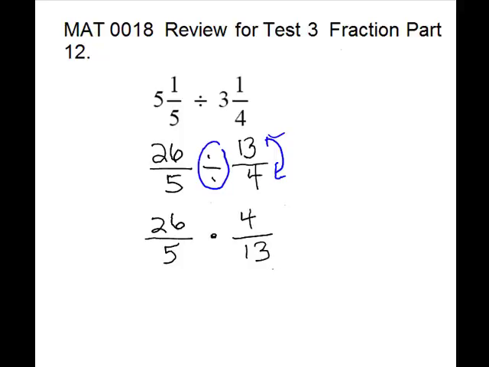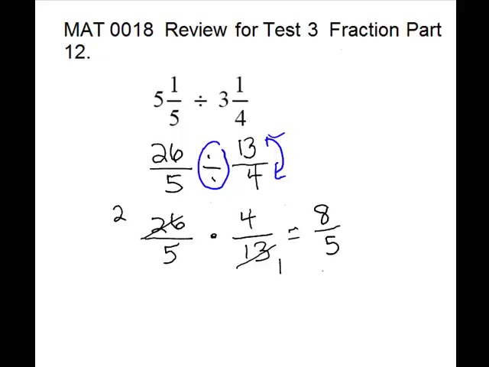Once you're in multiplication, you try to cancel on your diagonals. There's nothing with the 5 and 4. On the other diagonal, we actually have a common factor of 13. So we can divide by 13. 13 will go into 13 once, and into 26 it will go 2 times. Then we can multiply across. 2 times 4 is 8. 5 times 1 is 5.